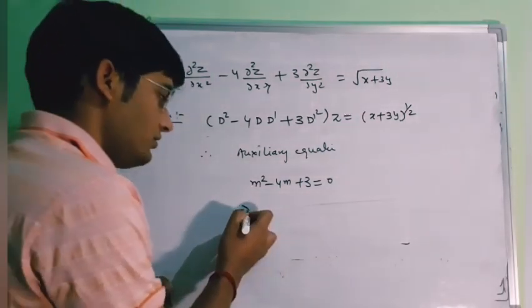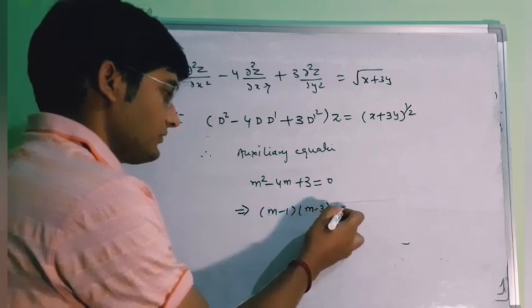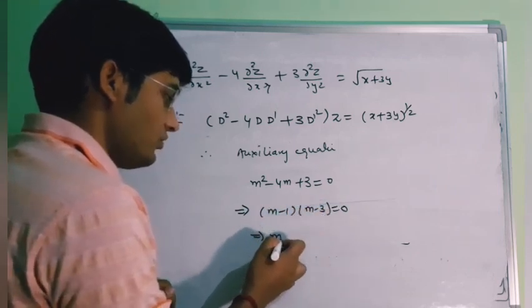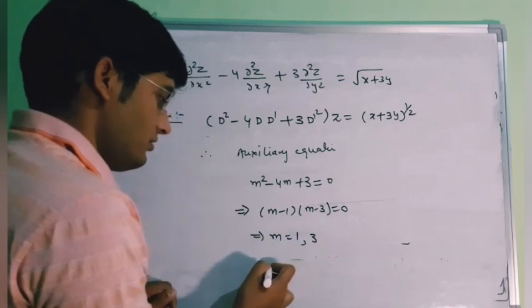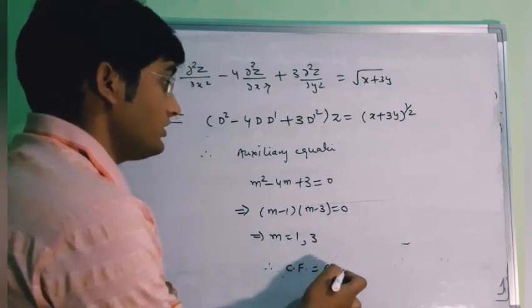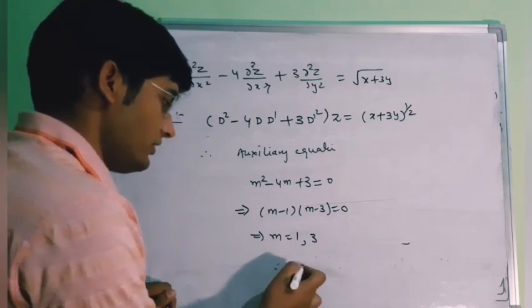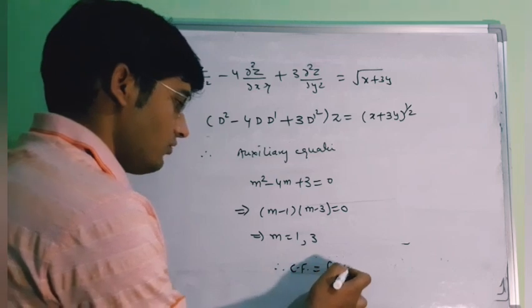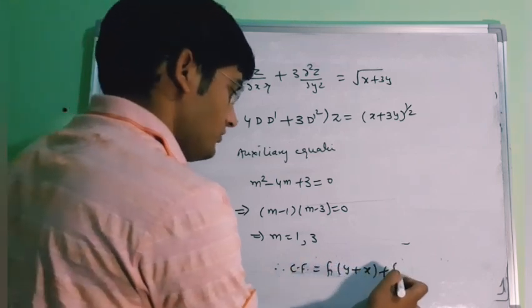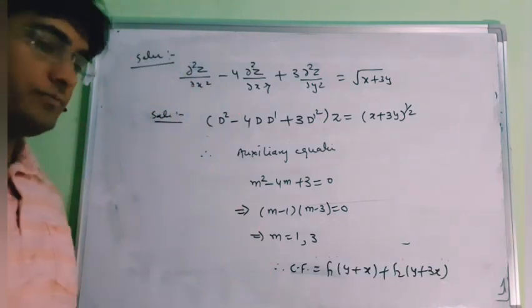Now from here our roots are (m minus 1) into (m minus 3). So we can say that our m is 1 and 3. Therefore, as we have distinct roots, our CF will be f1(y plus x) plus f2(y plus 3x). This is our complementary function.